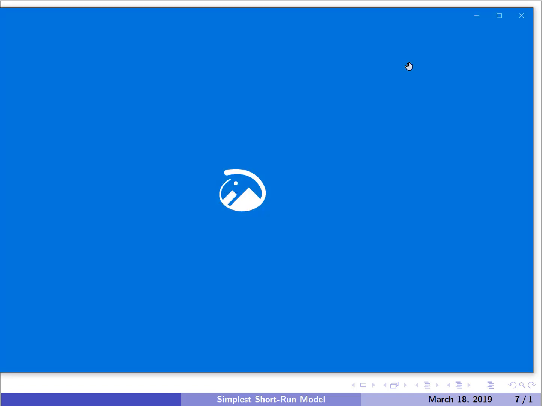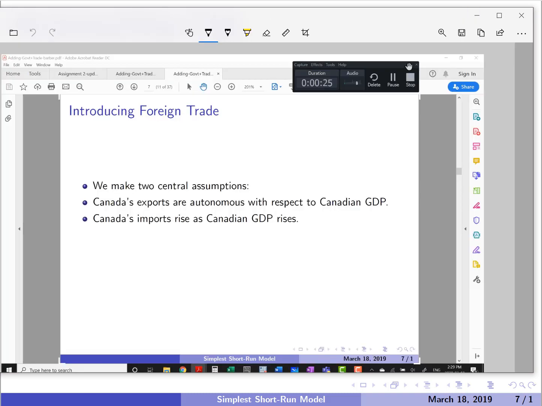All right, so let's take a quick screenshot since it might not be obvious for you, but these are the two assumptions. The first is that exports are autonomous with respect to Canadian GDP, which means exports don't depend on Y. That's all this is saying. Exports don't depend on Y. They're not a function of Y.